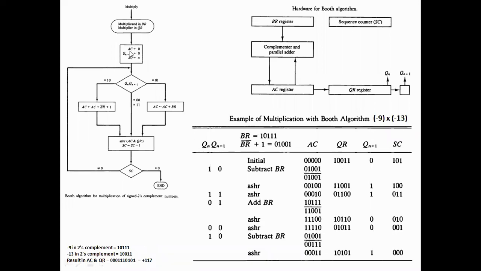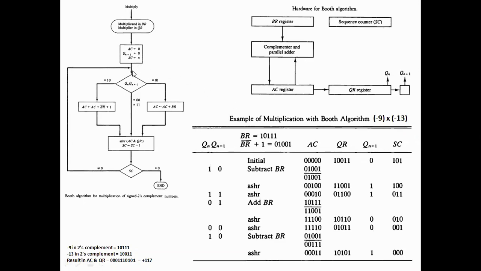Then the flowchart says to clear AC to 0, put 0 in Qn plus 1 and put n in SC. So let me initialize, put all zeros into AC, put 0 into Qn plus 1 and initialize this SC, which is the same as n. N is the number of bits in QR, which is 5. So I write 5 here. 101 means 5.